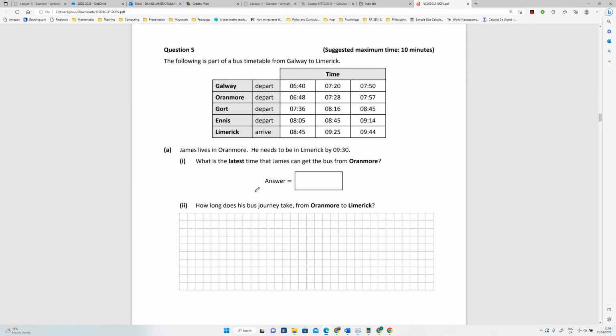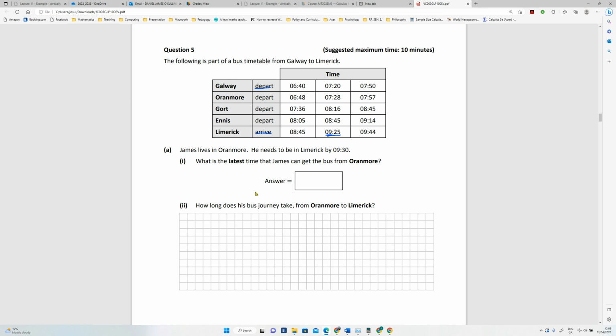Okay, so question 5. This is part of a bus timetable from Galway to Limerick, showing departs Galway and arrives in Limerick. James lives in Oranmore. He needs to be in Limerick by 9:30. This bus here will get him into Limerick 5 minutes before 9:30. What is the latest time that James can get the bus from Oranmore?